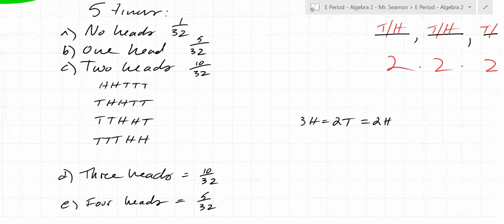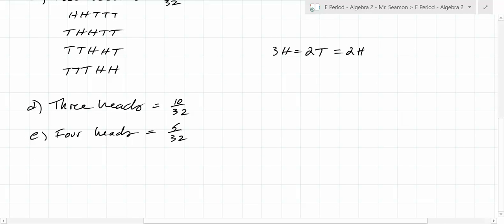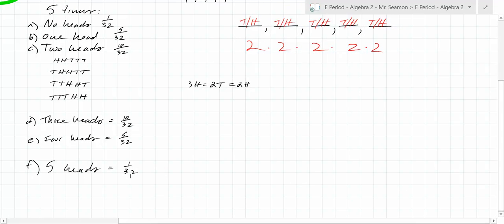So when I flip coins, this is the point I'm trying to make here. Ready? When I flip a coin, there's only 5 different outcomes, really. You can get no heads, 1 head, 2 heads, 3 heads, or 4 heads. There's one last one, though, right? What else could I have? 5 heads, right? And what's that going to be? 1 over 32. Are there any other possible outcomes that we haven't accounted for?